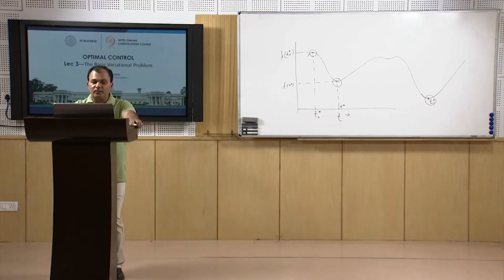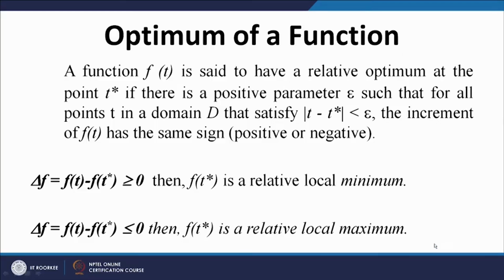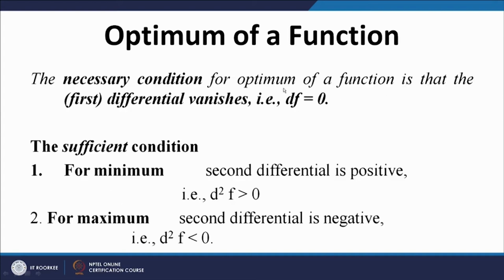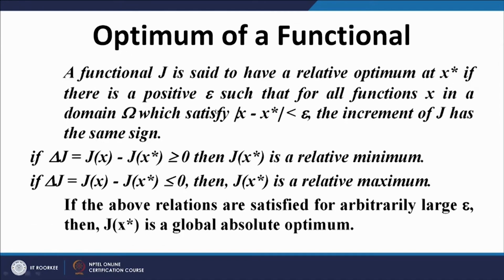So, by this I can define the local maxima, and in general I will have the optimum point where df vanishes. So, my necessary condition for the optimum of a function is that the first differential vanishes, meaning df will be 0. The second differential will be greater than 0 for minima and less than 0 for maxima. Similarly, we can define the optimum of a functional. Here the functional J is a function of a function x star.